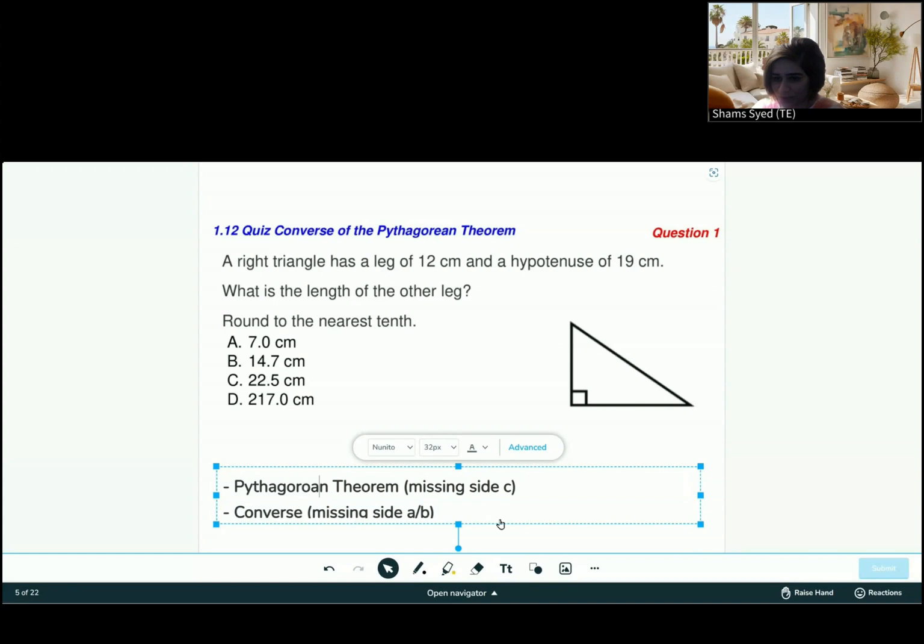G-O-R-E-A-N. Quite, nope. Pythagorean theorem. That is how we can spell it correctly.